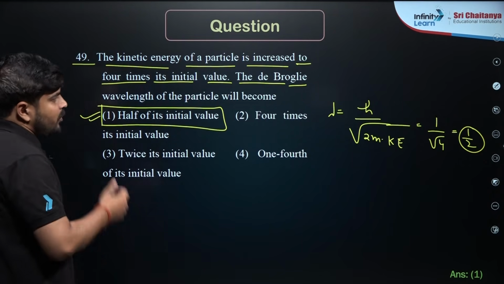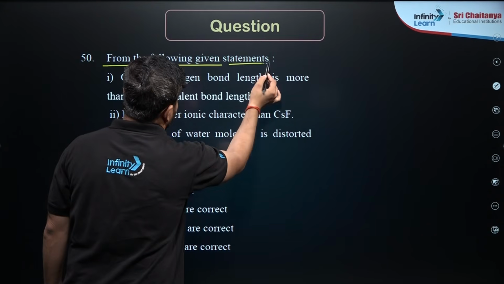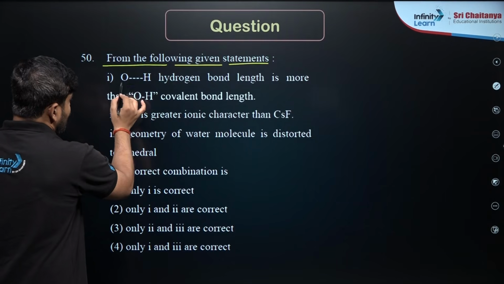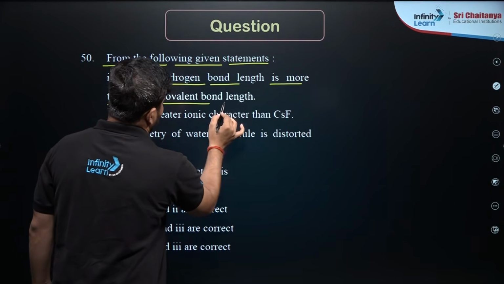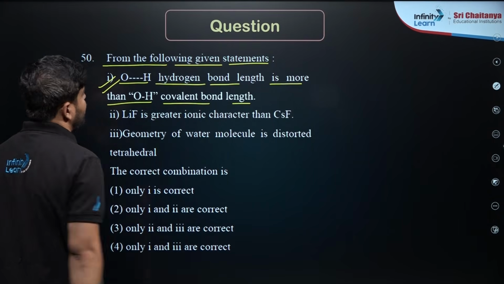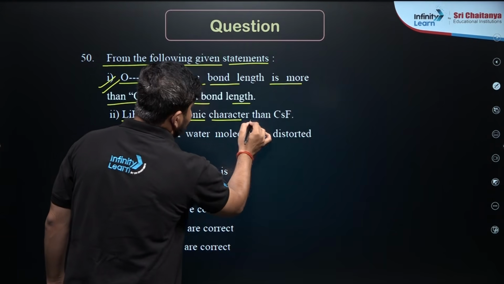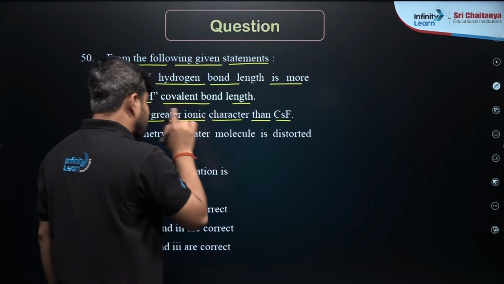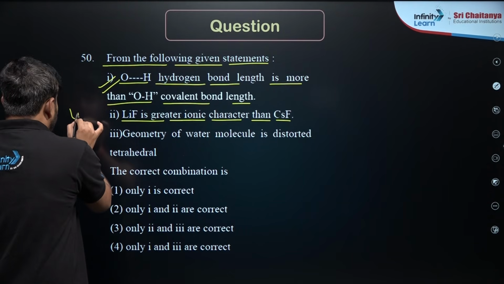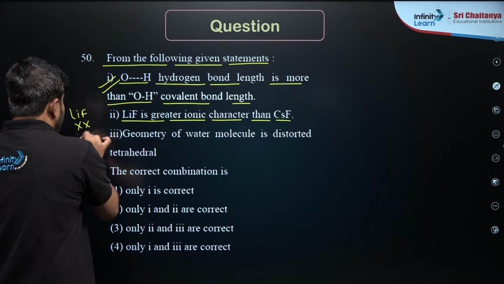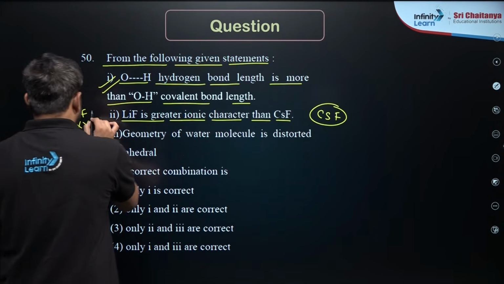Now I am coming to the next question. See this one. From the following given statements, what statement is given? First one, O-H hydrogen bond length is more than O-H covalent bond length. This statement is correct only. Now the next, lithium fluoride has greater ionic character than CsF, cesium fluoride. So here, if I check, lithium fluoride does not have a greater ionic character; cesium fluoride has a greater ionic character. So this statement is fully wrong only.